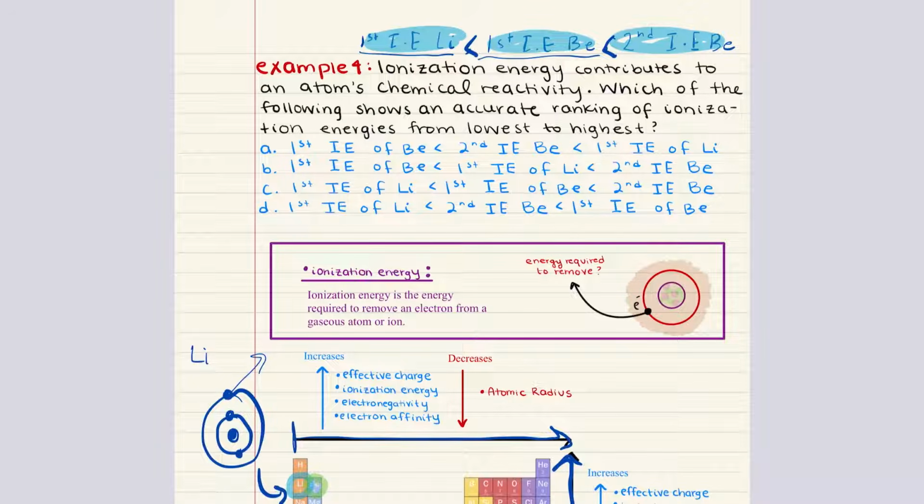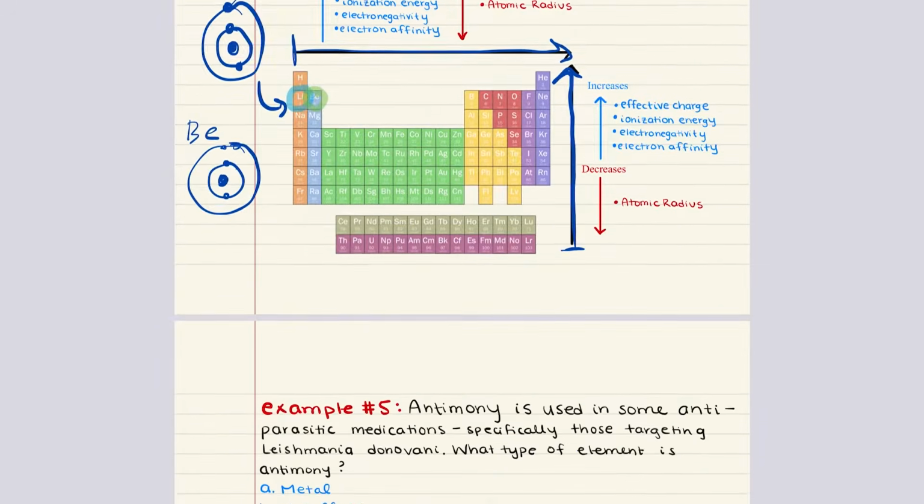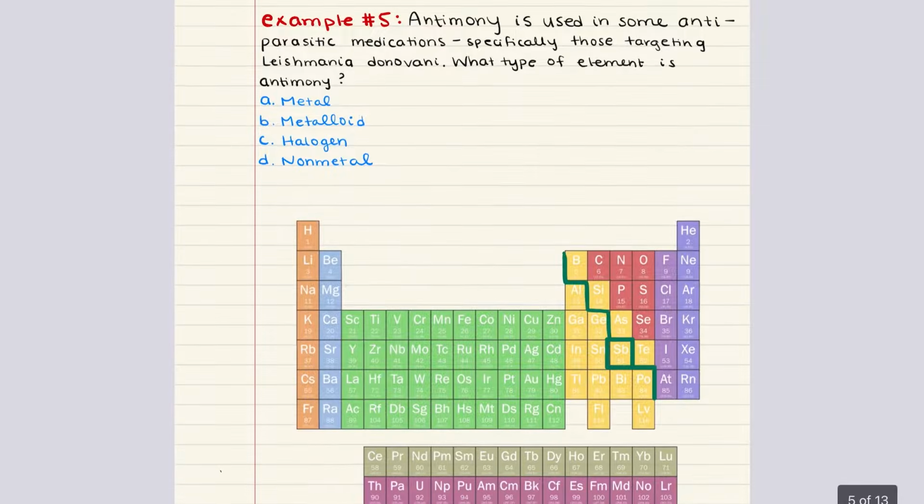And so our ranking going from lowest to highest is going to be first ionization energy of lithium, followed by first ionization energy of beryllium, followed by second ionization energy of beryllium. And that's going to relate to answer choice C. So 4 is C. Fantastic. Let's move on to problem 5.